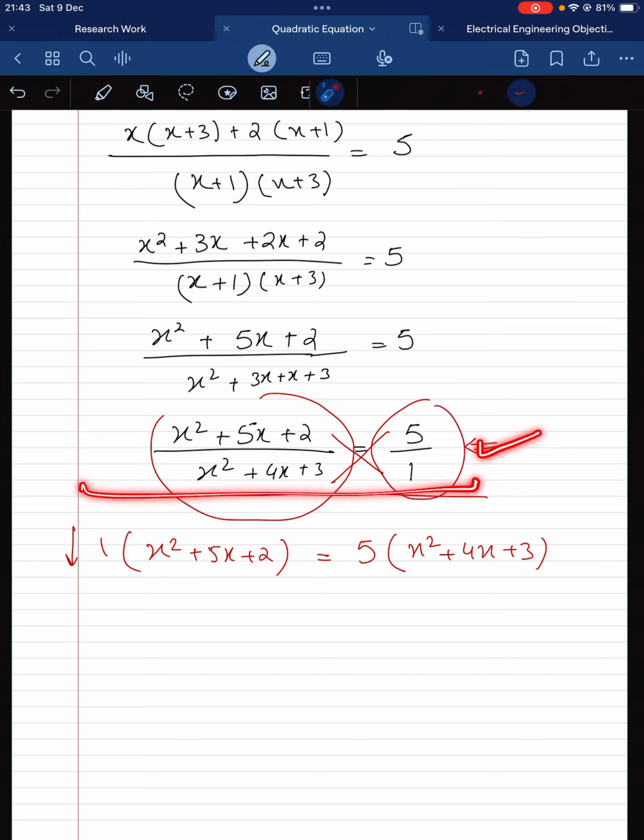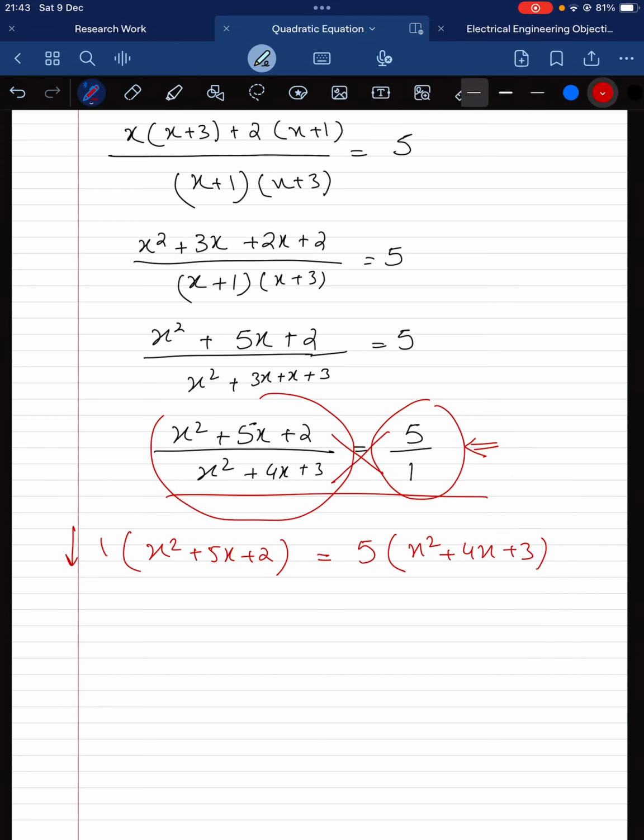If they ask you to solve this question, solve for the value of x, then you need to go through all of these steps which I am doing now. So x square plus 5x plus 2 is equal to 5x square. Now we multiply 5 inside the bracket, plus 20x plus 15.